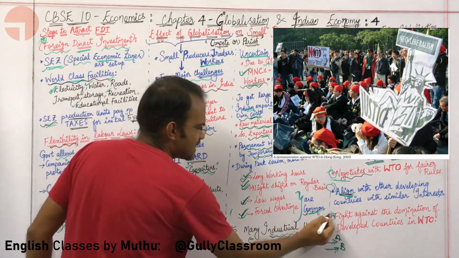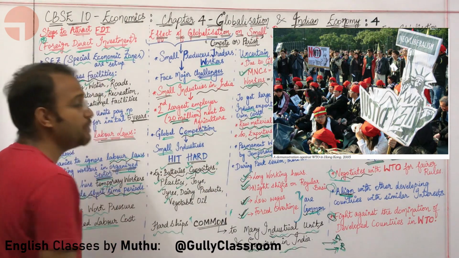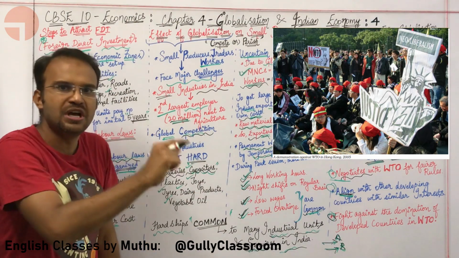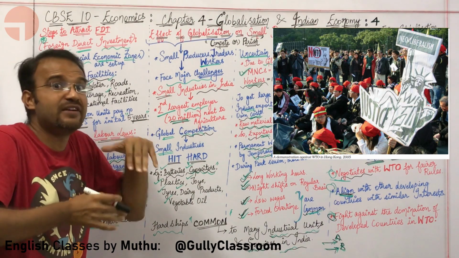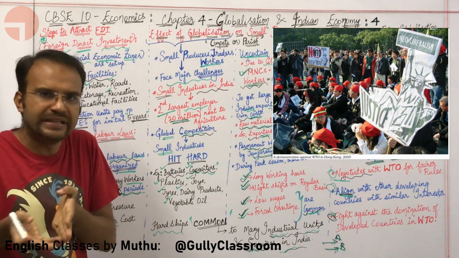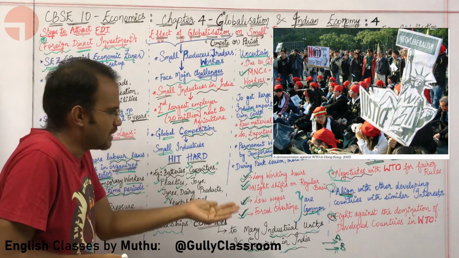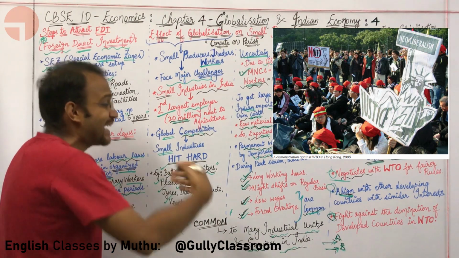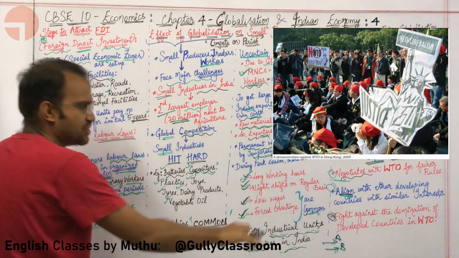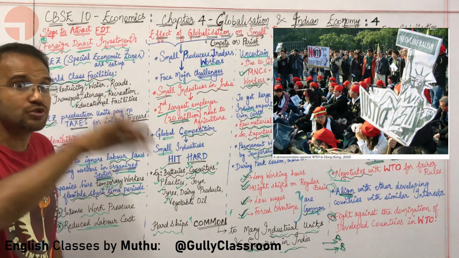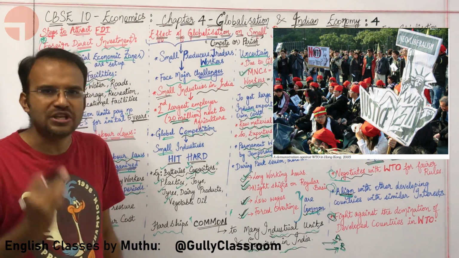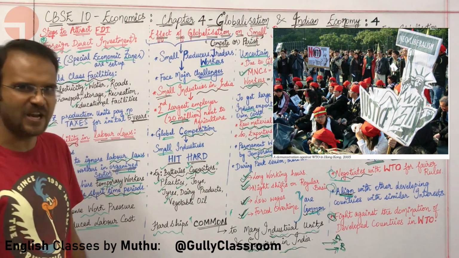The government must fight against the domination of the developed countries in WTO. The WTO was initially started by developed countries for their own interests. So, the governments, the countries must fight against the domination of developed countries in WTO. That is basically how the government is going to make fairer globalization possible. Yeah, that's the end of the lecture.